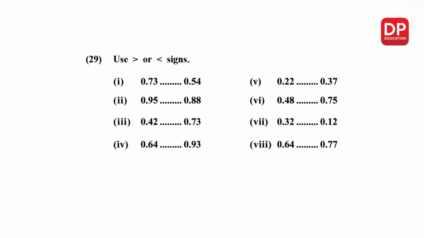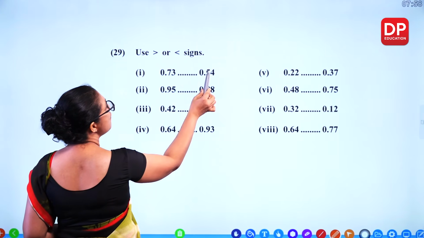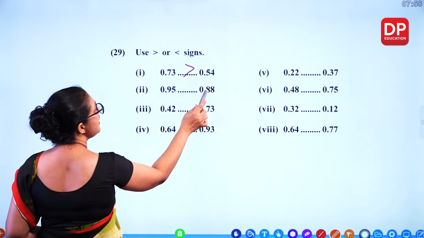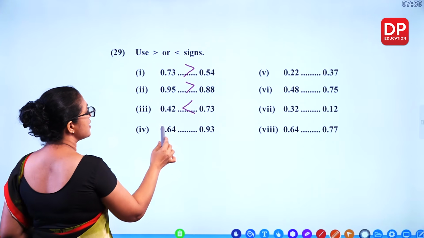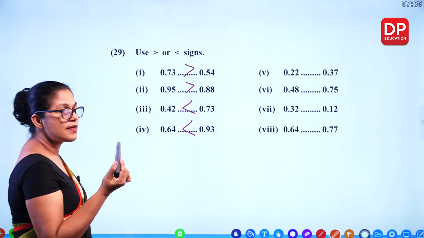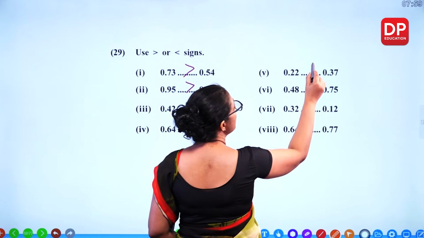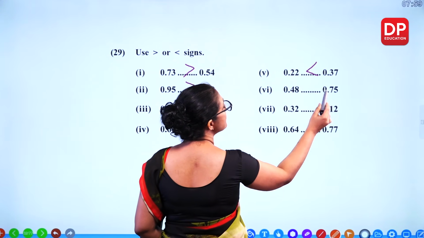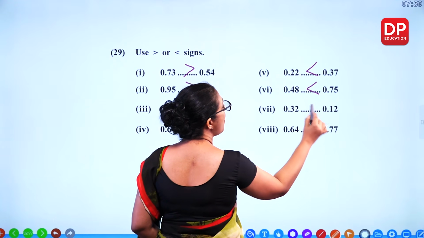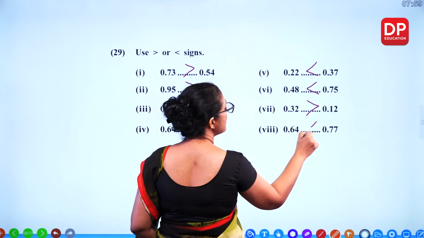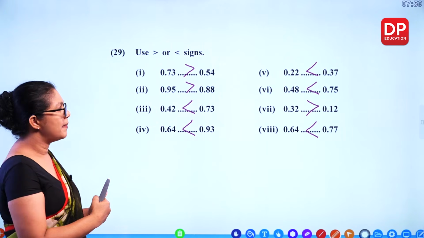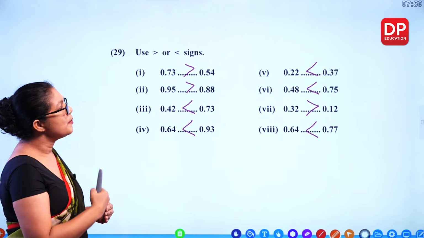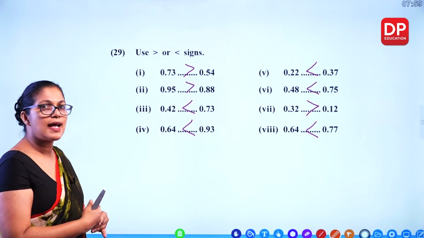Look at these numbers and identify whether it's greater or less. First decimal place, 7, 5: 7 is bigger. 9, 8: 9 is bigger. 4, 7: 7 is bigger. 6, 9: 9 is bigger. 2 or 3: 3 is bigger. 4 and 7: 7 is bigger. 3 and 1: 3 is bigger. And 6 and 7: 7 is bigger. So when you are comparing decimals, first look at the first decimal place. Whichever value is larger, the whole decimal number is larger than the other.